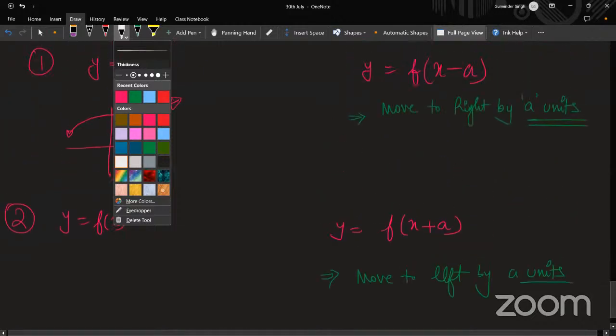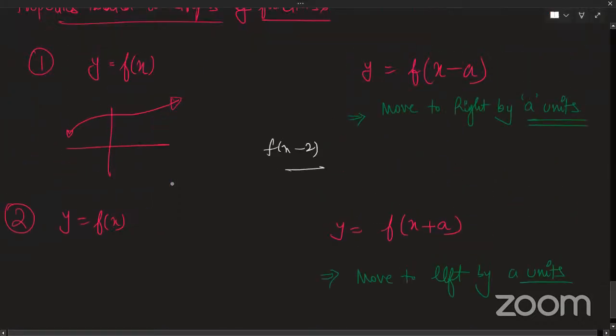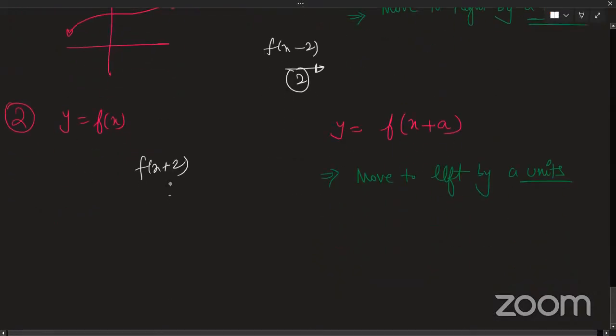Earlier you were doing f of x minus 2, so you will move 2 units to the right. Now you are doing f of x plus 2, so you will move 2 units, or rather say minus 2 units, to the right. So what is meant by the term moving minus 2 units to the right?